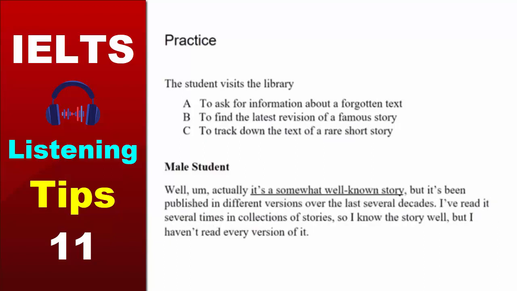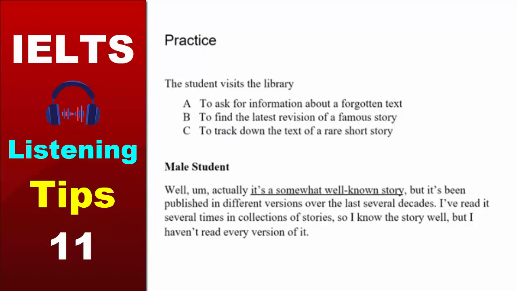But then we have later, the male student continues. After the librarian says something in reply to him, he continues this way. Well, actually, it's a somewhat well-known story, but it's been published in different versions. Here we see why A cannot be correct, because it's a well-known story. It's not a forgotten story. So the story's well-known, the text is well-known. It's just that the original text is somewhat obscure. And so that is a much closer meaning to C, that it's a rare short story. It's a rare version of the story, difficult to track down.